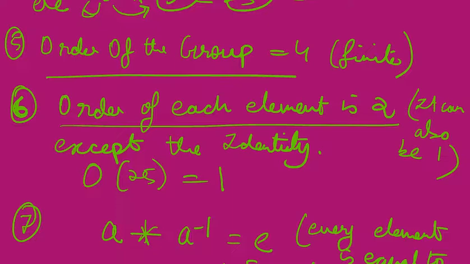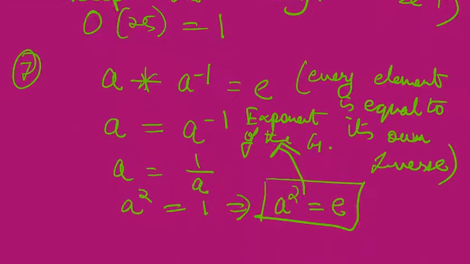Then the order of the group also we have done over here. The order of the group is 4. There are 4 elements. Order of each element is 2 or 1, any one you can write, except for the order of the identity, it's always 1. What is the exponent of the group? Since every element is its own inverse, A is equal to A inverse, then is equal to 1 by A, then A square is equal to E. Then you can see the exponent value on top, A square is equal to E. So 2 is the exponent of the group G.